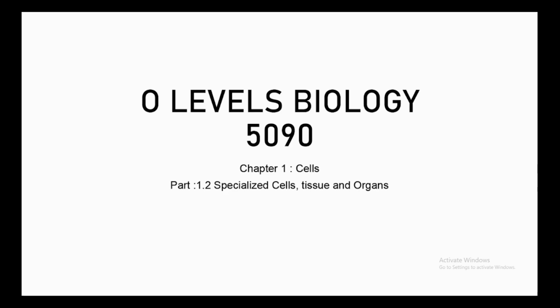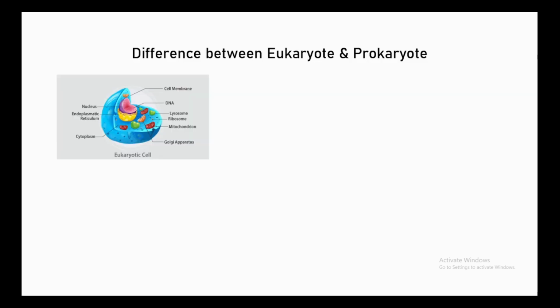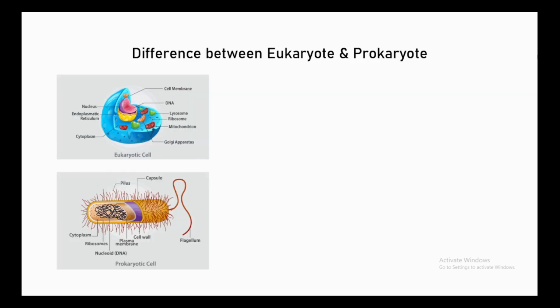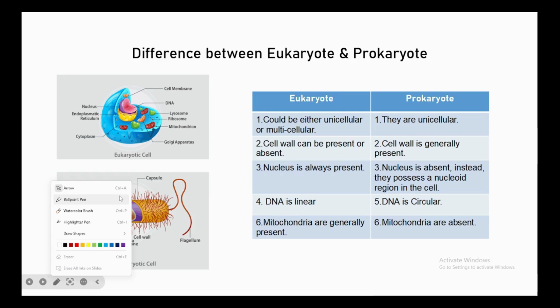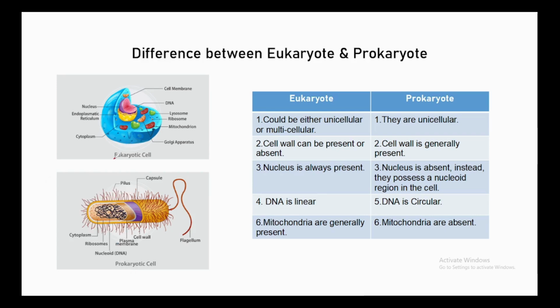Good morning, everyone. It's the second class of biology, O levels 5090, chapter 1, part 2: specialized cells, tissues, and organs. Difference between eukaryote and prokaryote cells. This is a eukaryotic cell, and this is a prokaryotic cell.